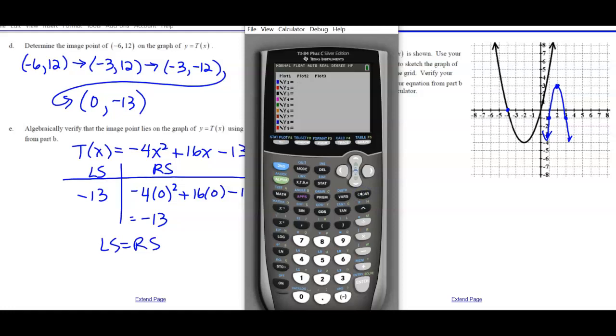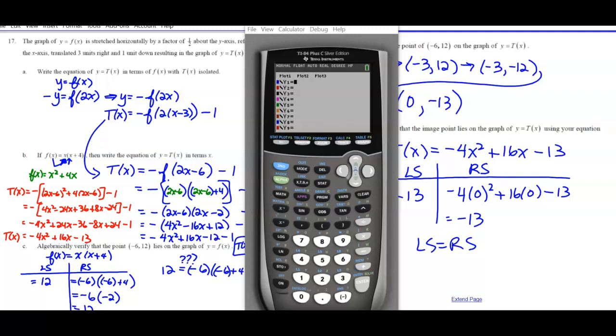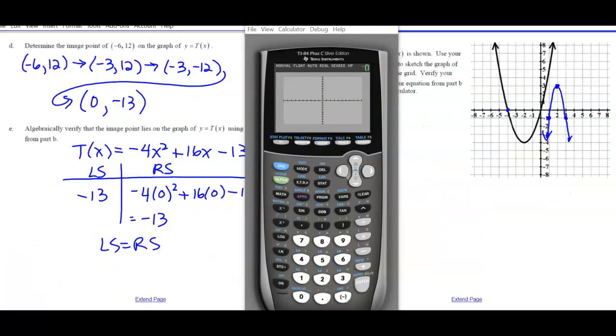Okay, so what did we say it was? I have to go left here. We said it was negative 4 x squared plus 16x, so negative 4 x squared plus 16x minus 13. You're on a standard screen. Obviously, the scale is going to be a little bit different. Check it out. So trace, we think the vertex is 2, 3. 2, 3 is the vertex. We think that it goes through the point 3, negative 1. Trace 3, negative 1. So you can check some points.